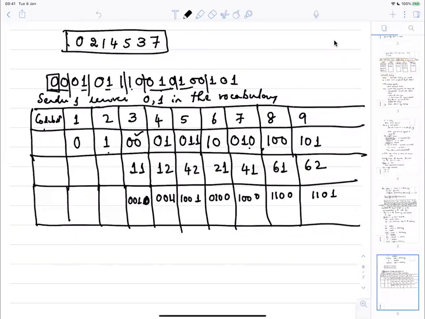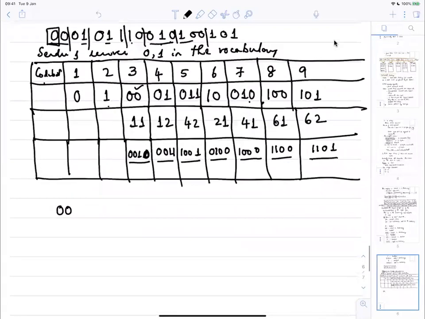So what do you do when you pass this entire string? You send the code 0010 for 00. For 01 you send 0011, for 011 you will send 1011, 1001, and for 10 you will send 0100, and for 010 you will send 1000, and for 100 you will send 1100, and 1101 for this. So how does it work? By decoding.